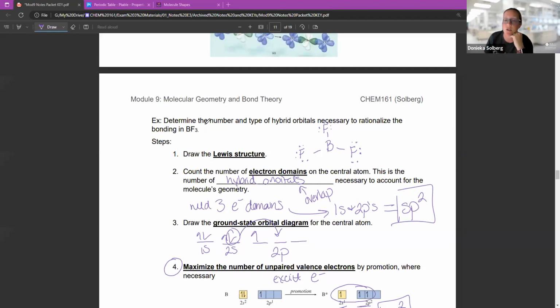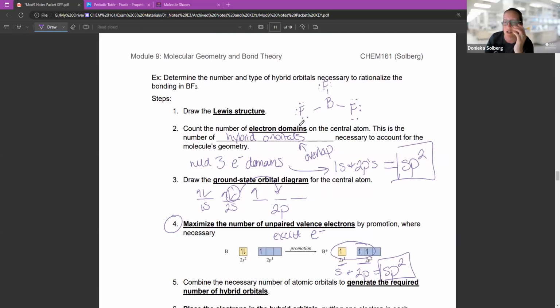Okay, so to show the hybrid orbitals necessary, you're going to count the number of electron domains. Boron has 3 on the central atom. This is the number of hybrid orbitals, or things that need to overlap. If you've got 3 bonds, I need 3 overlaps. It's necessary to account for the molecule's geometry. So if I need 3 domains, I need 3 bonds or domains. An electron pair can count as well. We need that many to overlap.